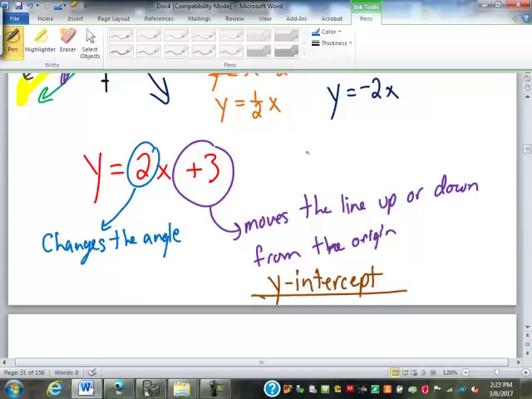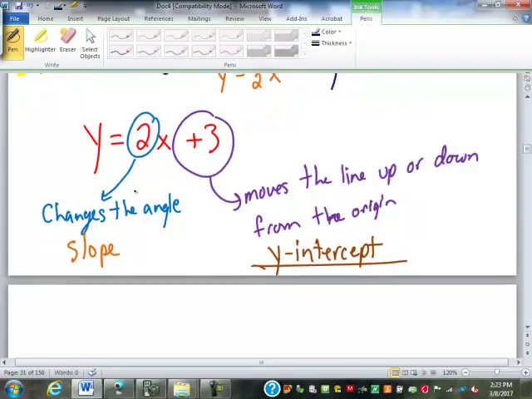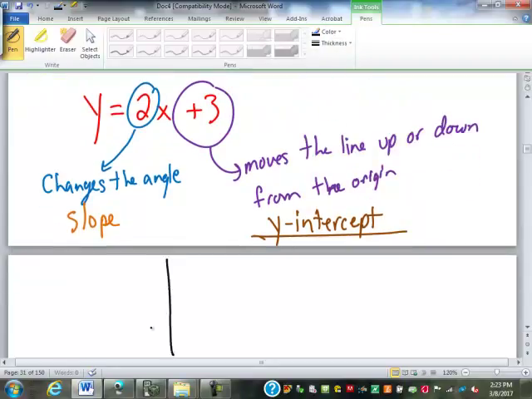Makes it steeper or shallower. That angle is what we refer to as the slope. So if we were going to graph this equation right here, y equals 2x plus 3, I would actually start with the plus 3 here. So from the origin, I go up 1, 2, 3 spots, and that's where I'm going to start, 3 units from the origin. The 2, the slope of 2, is telling me this is a little bit steeper than normal.